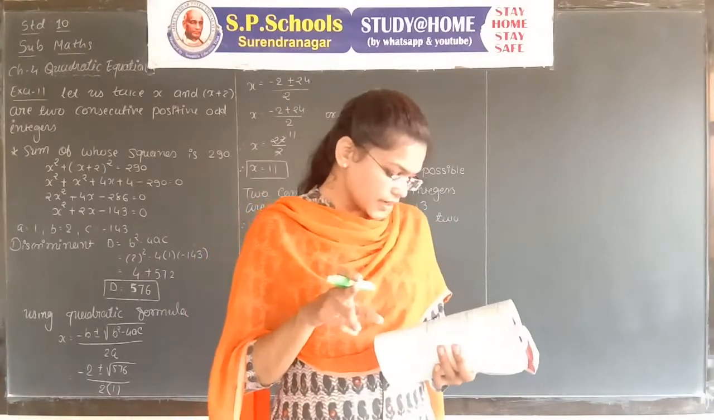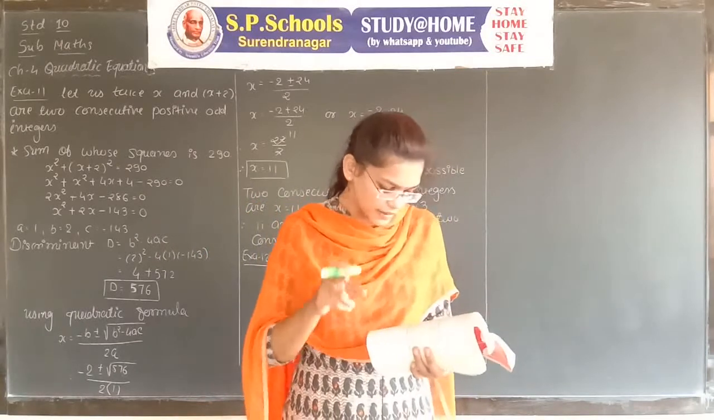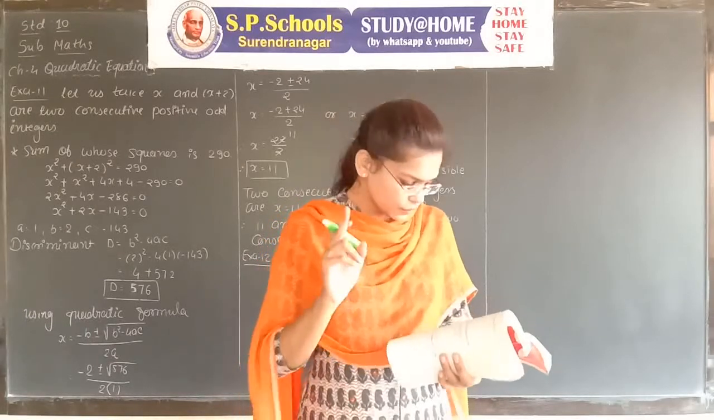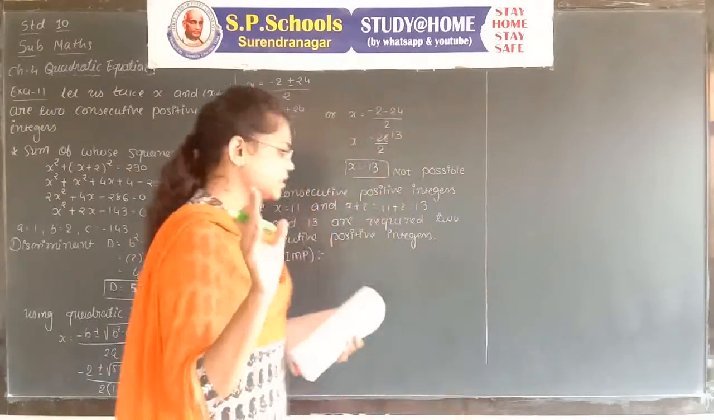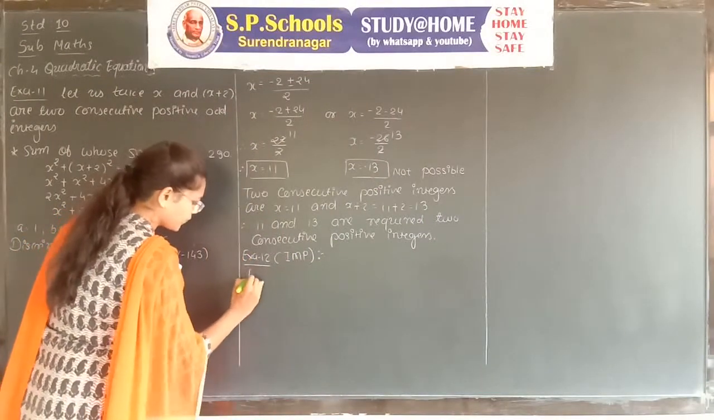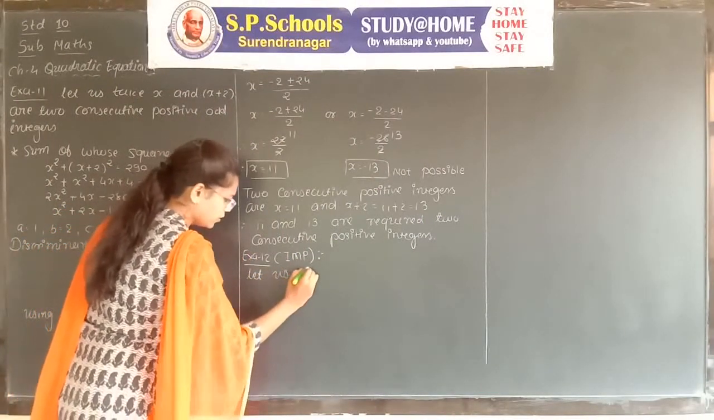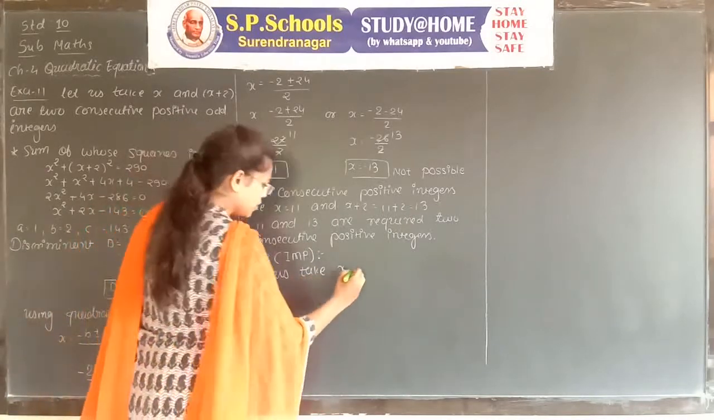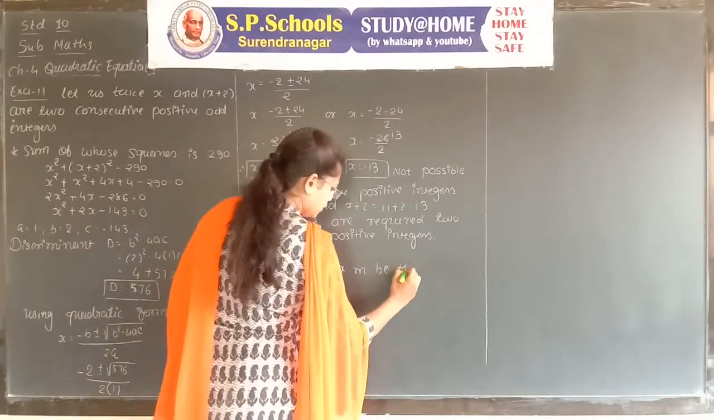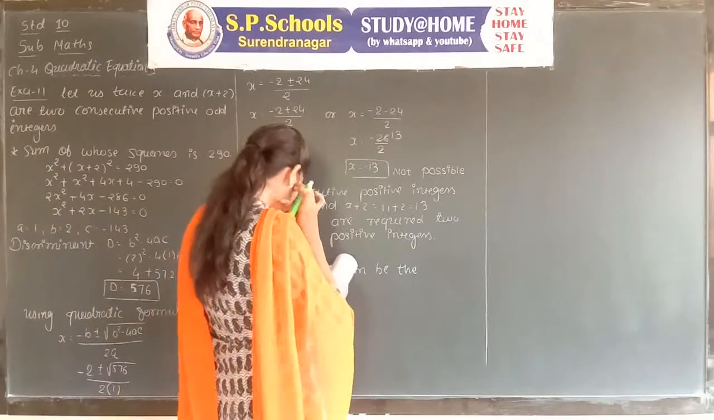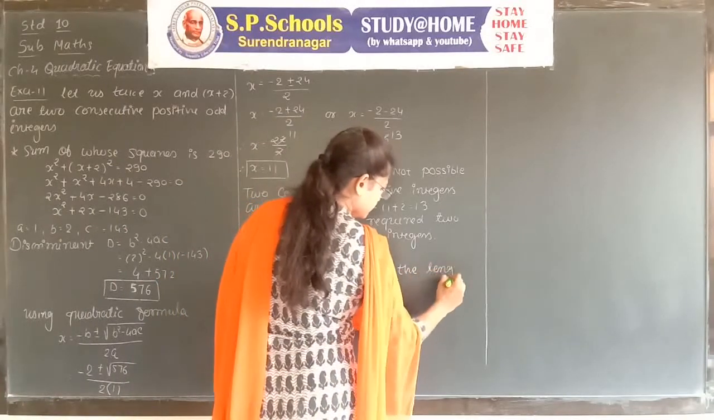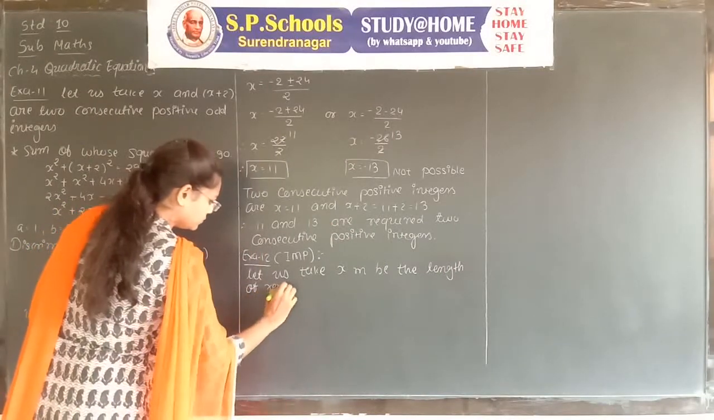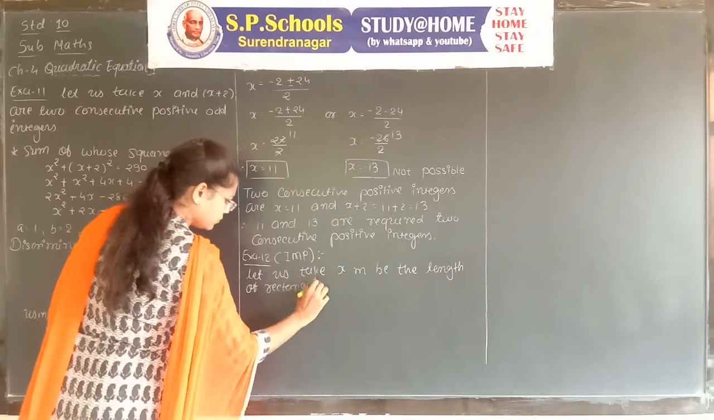The first line says that a rectangular park is to be designed whose breadth is 3 meters less than its length. First of all, we are assuming the length as x. Let us take x meter be the length of the rectangular park.